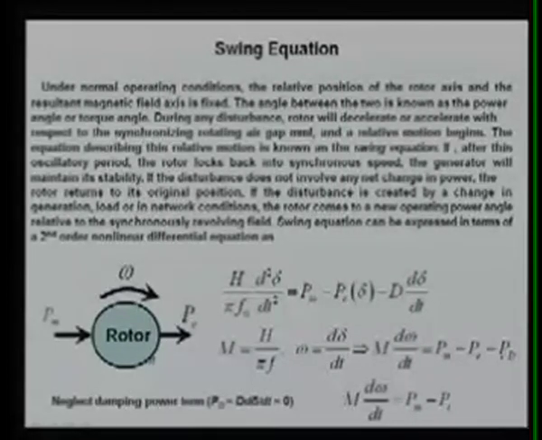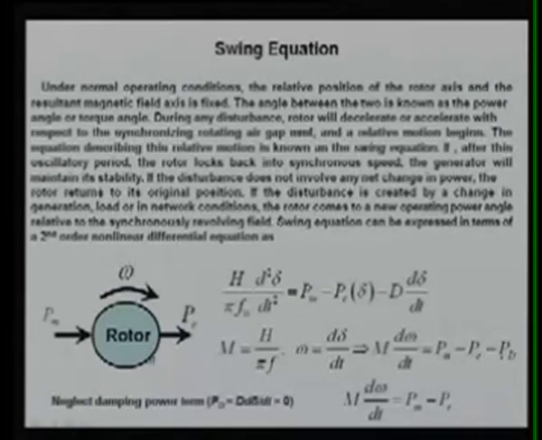During any disturbance, the rotor will accelerate or decelerate, thereby there will be a change in the rotor angle. With the acceleration and deceleration with respect to the synchronously rotating air gap MMF, a relative motion begins. The equation describing this relative motion is known as the swing equation.